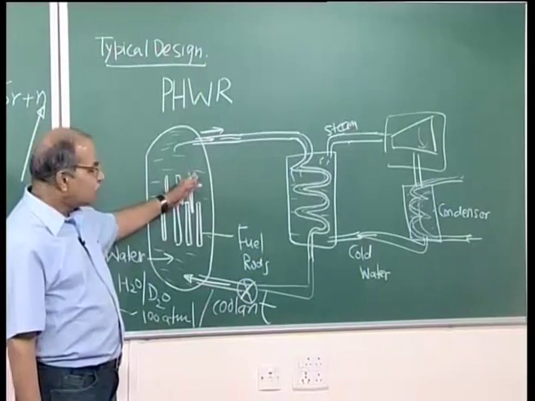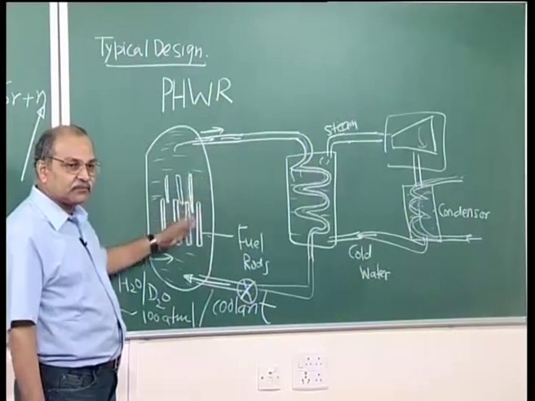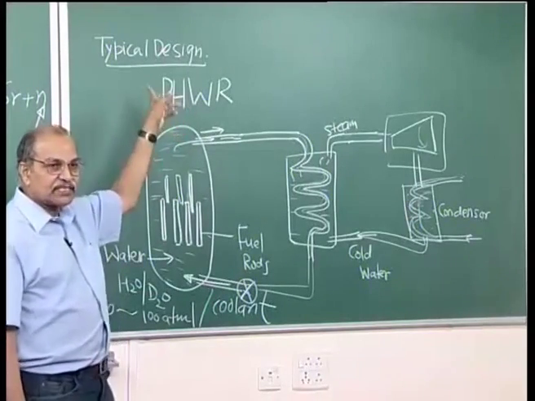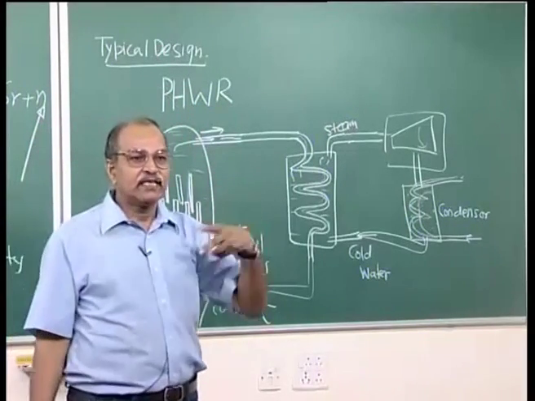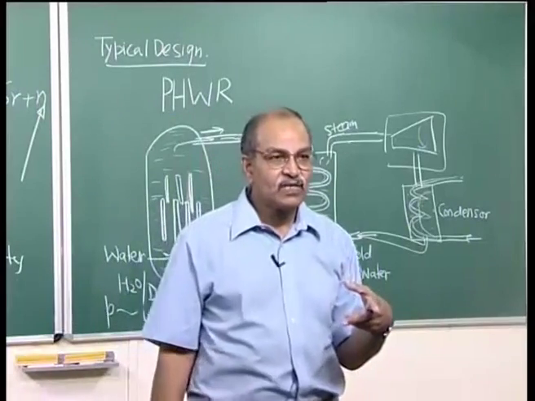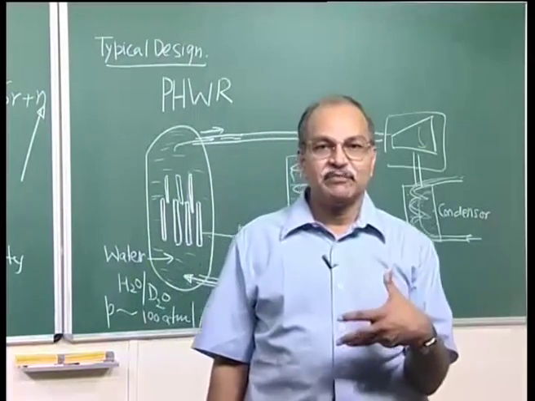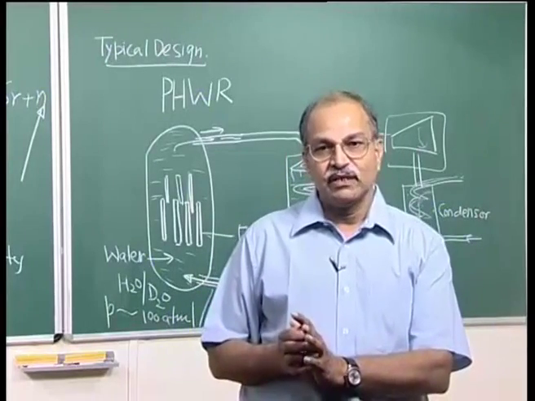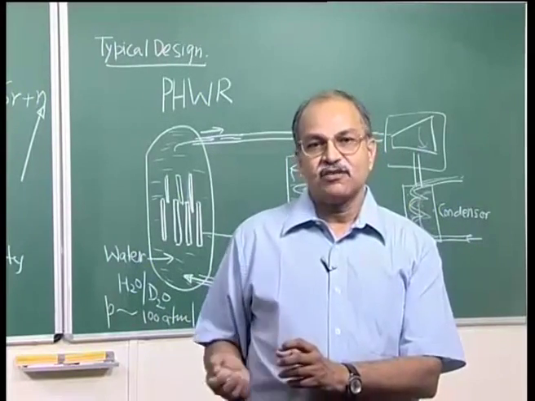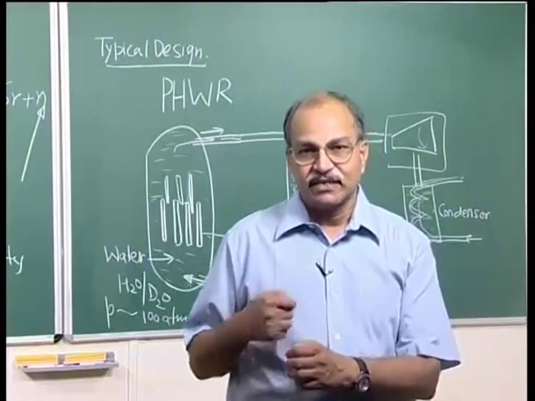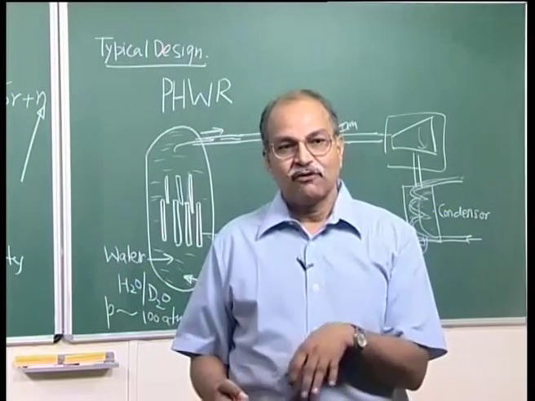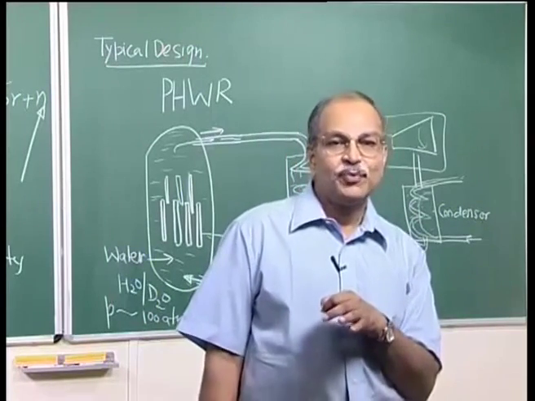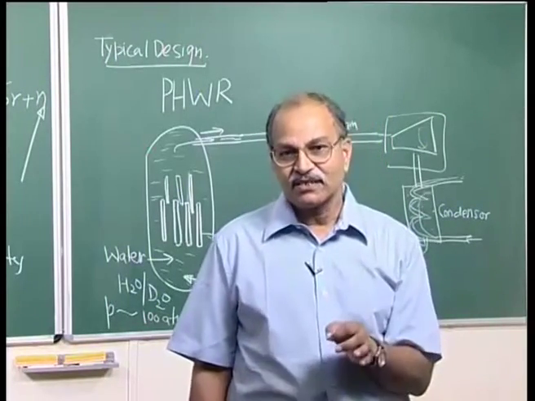So, the coolant and the moderator, both functions are done by this water or heavy water. What is the difference between water and heavy water? Moderator has to be a low Z material. If it is low Z material, it will reduce the kinetic energy of the neutron very effectively. And therefore, water which contains hydrogen, the lightest nuclei, would be ideal from that kinematics.